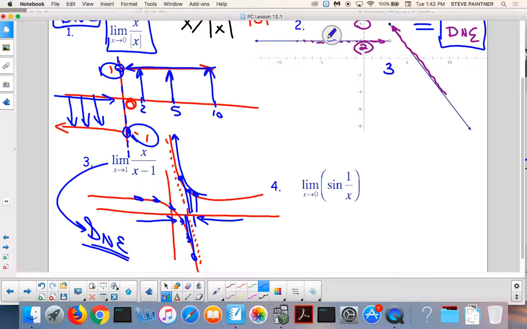The next one, it's a sine function. Make sure you're in radians, and would you please close your window to a really small window, like a 2x2 window. But make sure in radians.